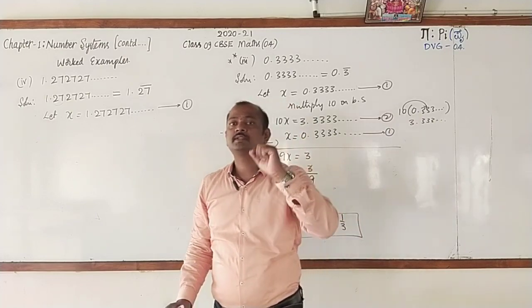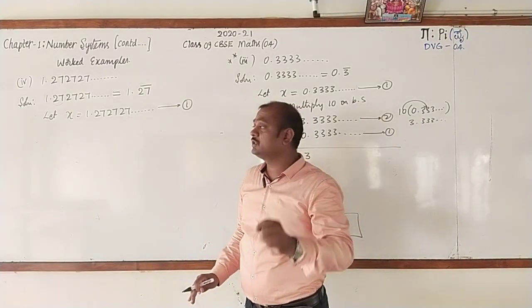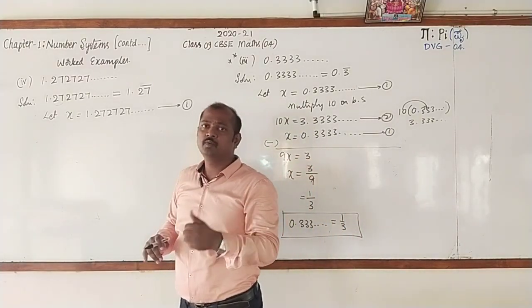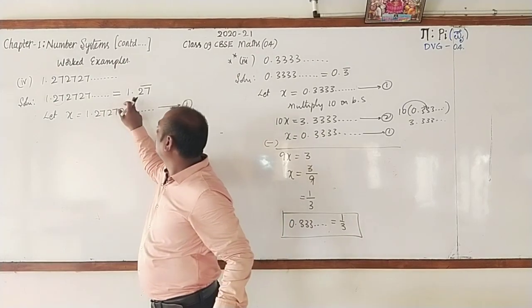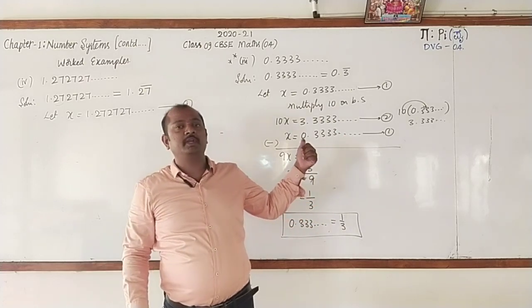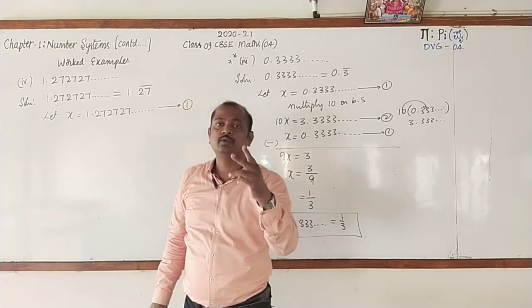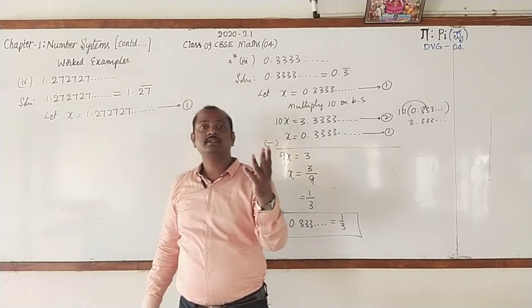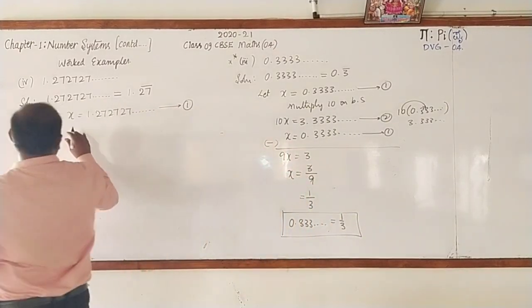Yes, your guess is right. It is 100. Why is it 100? Because two digits are being repeated. As I said, if one digit is being repeated, 10 should be multiplied. Two digits, 100. Three digits, 1000. Like this.